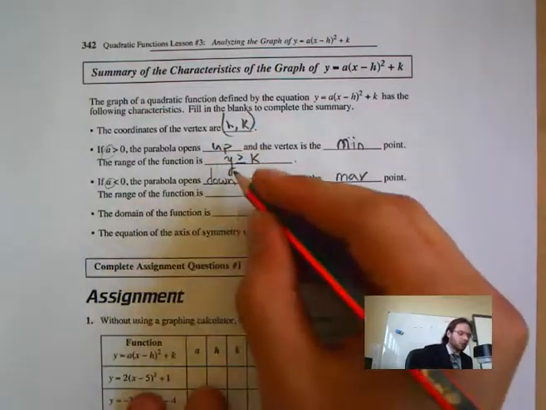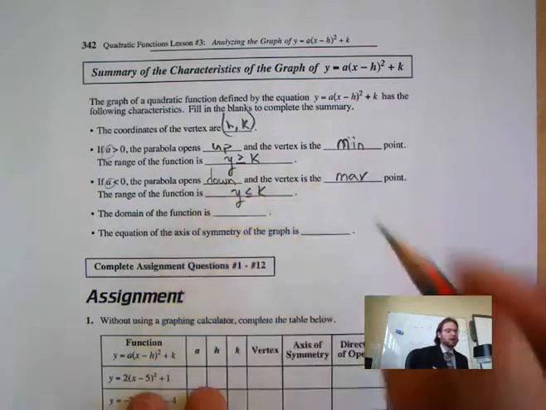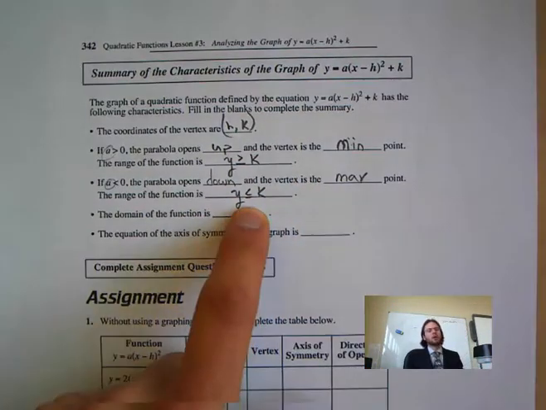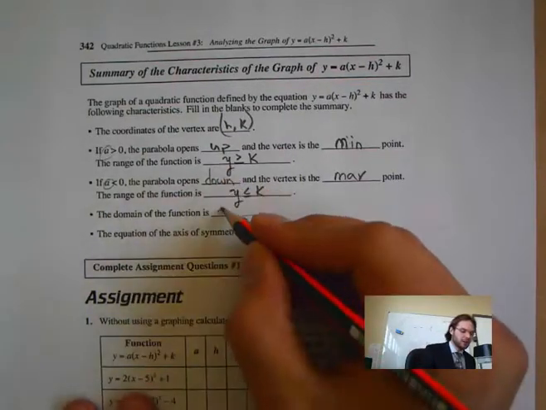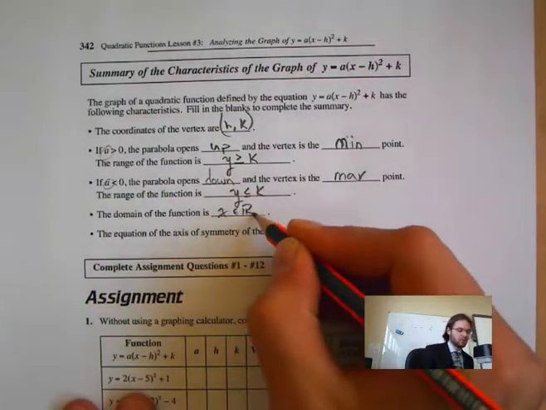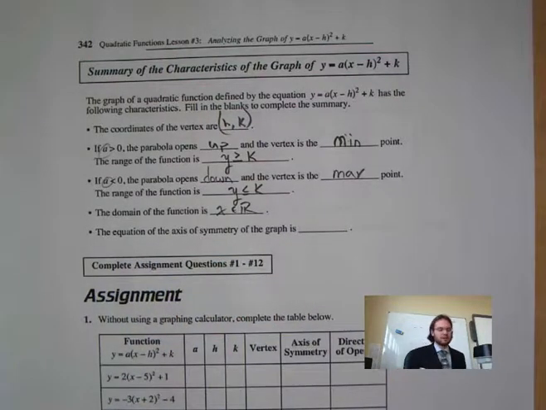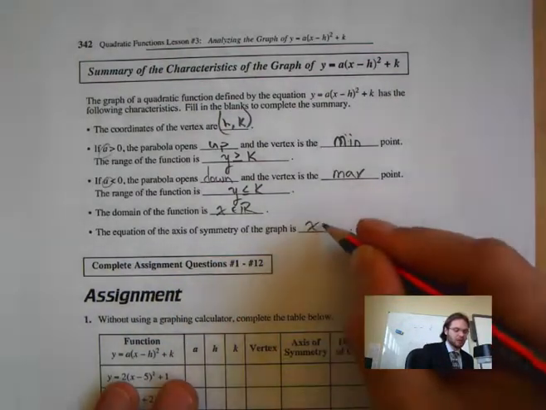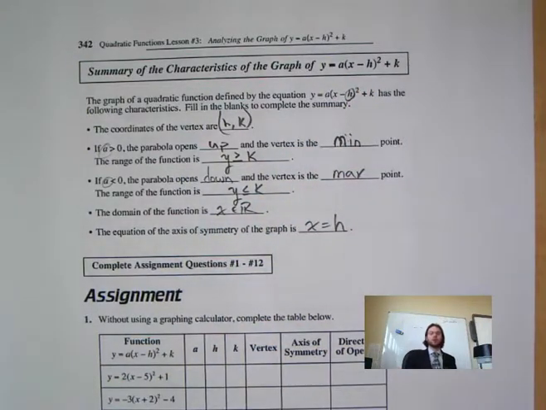And we look at this. Y must be less than or equal to k, because we have to be lower than our vertex. Okay? And the domain of every function, a quadratic function, is x is an element of all real numbers. And the equation of the axis of symmetry, well, x is always equal to my h value. H. And that's it.